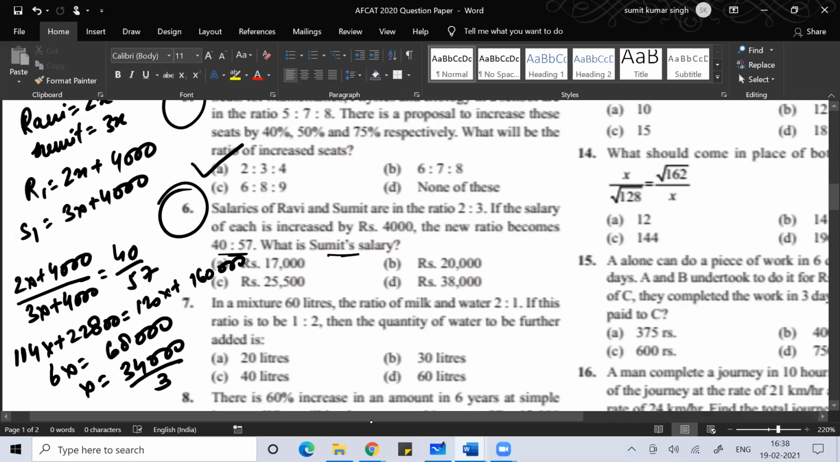So what is Sumit's salary? Sumit's salary is 3x, so that means 34,000. And if they are asking you maybe the new salary, so each increases by 4,000. So this will become 38,000, that is 3x plus 4,000. Clear everyone? Simple.